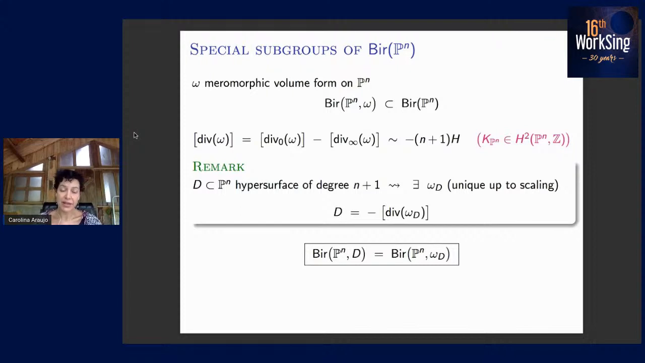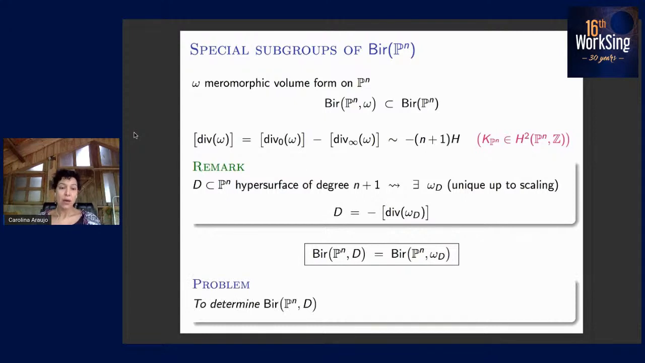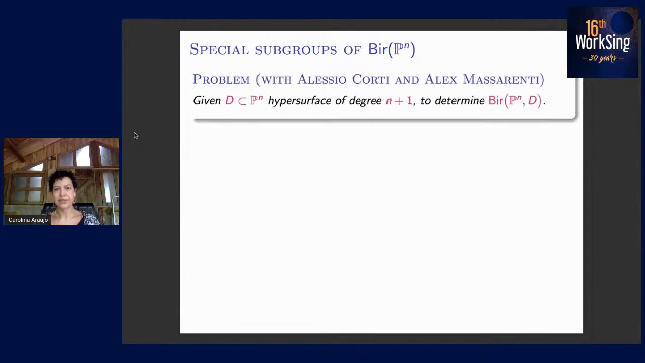And in some cases, as we will see soon, this will be precisely the birational self-maps of Pn that induce a birational self-map of D. So when the singularities are not too bad, this is the same concept. And now the more general problem that we want to consider is to determine the group of birational self-maps of Pn that preserve the volume form associated to D. Okay, so this is the problem that we have been looking at in collaboration with Alessio Corti and Alex Massarenti.